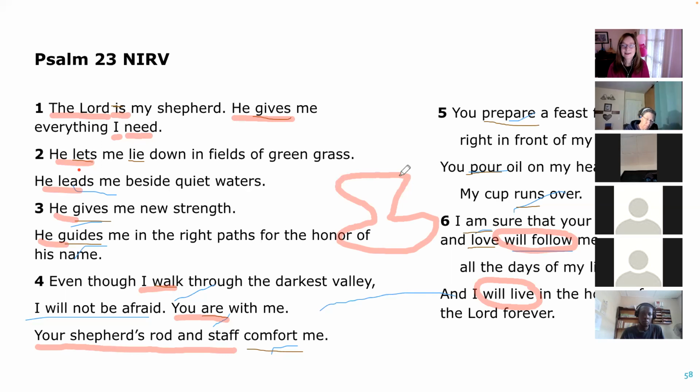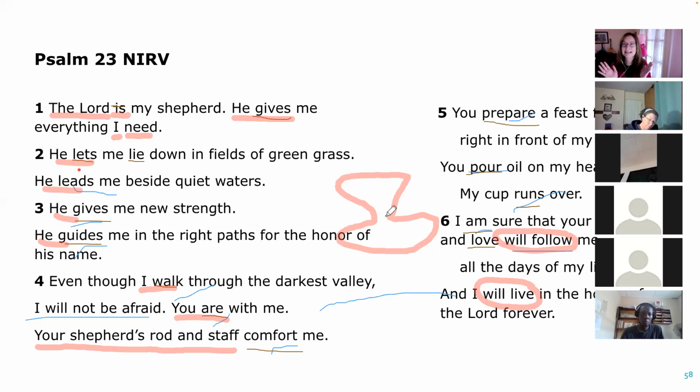How is the Lord a shepherd? And then we narrow it down, like an hourglass gets narrowed down towards the middle. We look at these specific verbs, and we can talk about the grammar of the verbs. He leads, he gives, he guides. And then we expand it out again. That's the end of the hourglass.